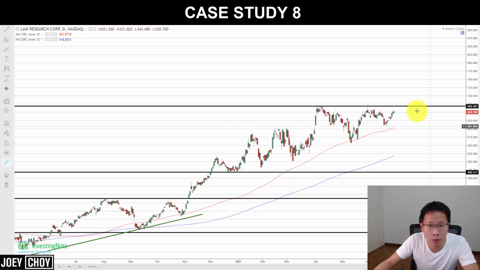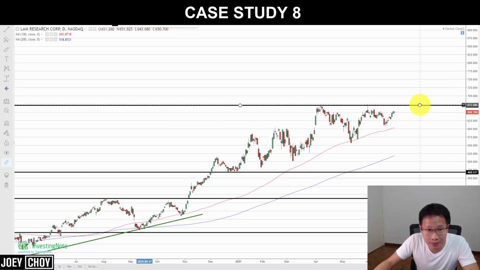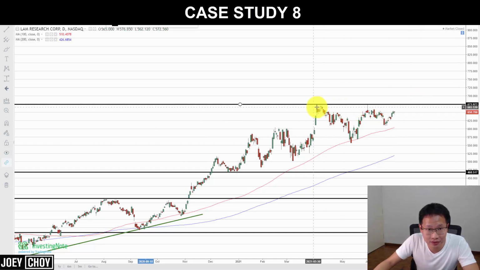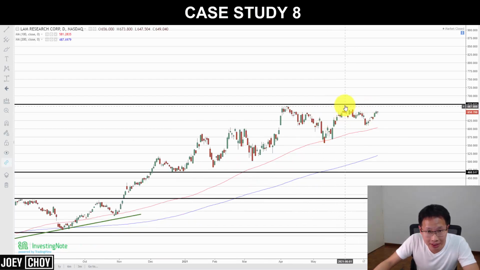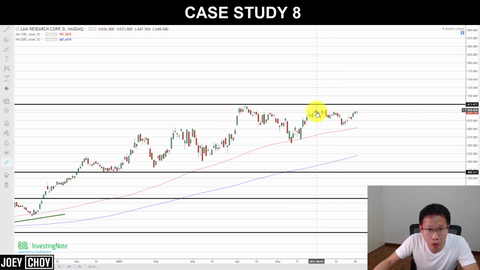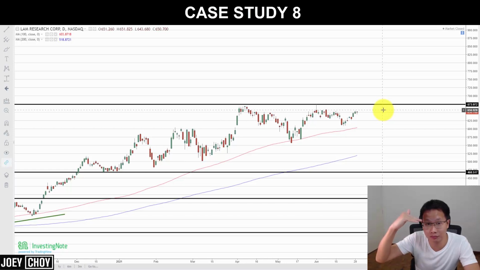So I drew what we call a resistance at about the 675 level. Look at this, we hit it there, came down, and just about a month back we hit this level, and look at this, right? This is what we call a shooting star. So this shooting star happened right at that resistance level.